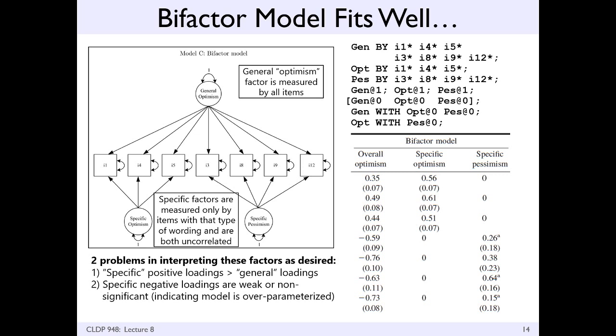So these bifactor type models tend to be used whenever you have something you care about, and that's the general factor, and then there's like this crap left over.